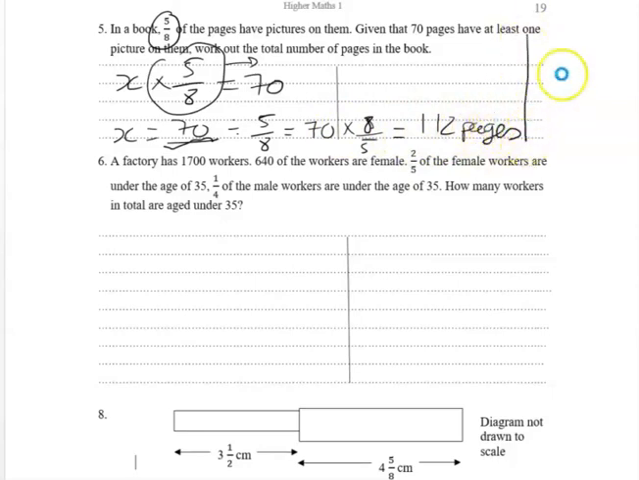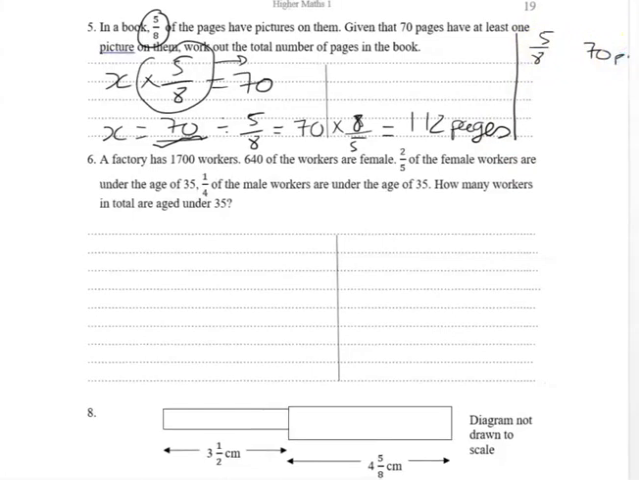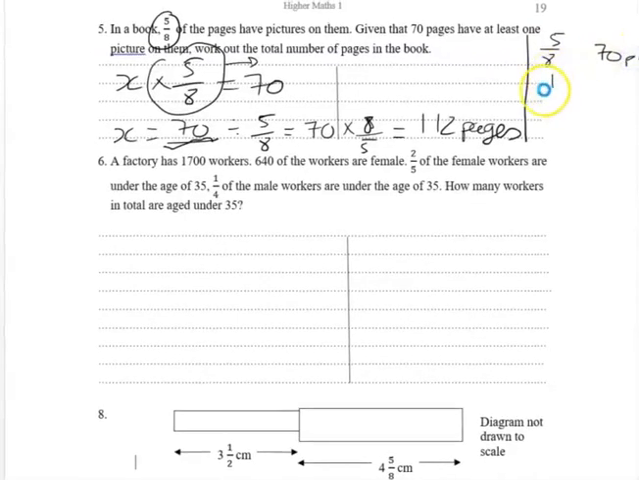Another approach you could do is by saying that 5/8 of the book is 70 pages. So 1/8 is going to be how much? We're going to do 70 divided by 5. That's going to be what? 5 goes into 7 once, remainder 2, so that's going to be 14. So now we're going to work out one whole, which is 8/8. So we multiply 14 by 8, and that's going to give us 112 pages.